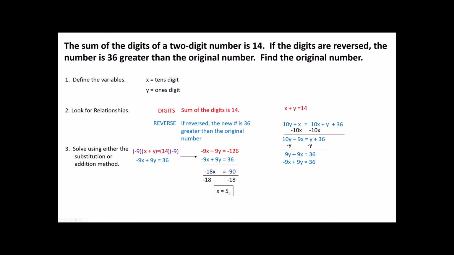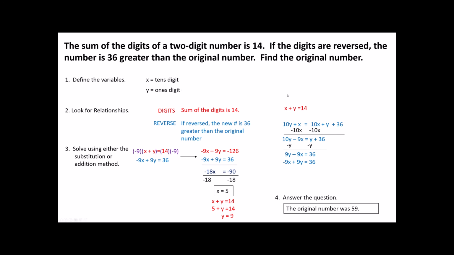Once you know the first variable, x equals 5, we can pick either one of these original equations, plug in a 5 for x, and solve for y. That gives you the 9. The last thing you have to make sure you do is answer the question. If x is a 5, the tens digit, and y is a 9, that means the original number was 59.